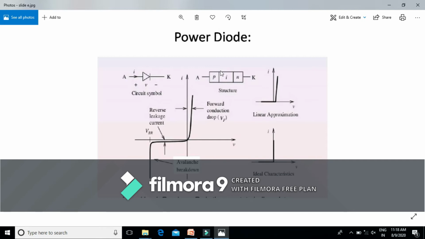Or we can say, the greater the breakdown voltage, the more will be the thickness of this inner N negative layer. Due to this inner layer, during the forward current, it adds some more resistance. So proper power dissipation is required, and cooling arrangements are essential for power diodes.